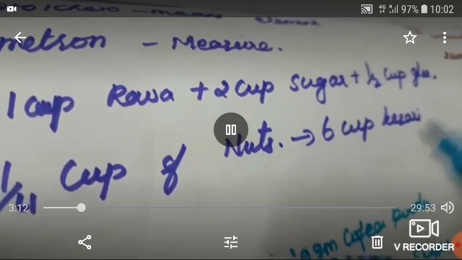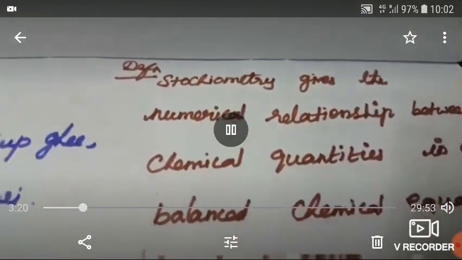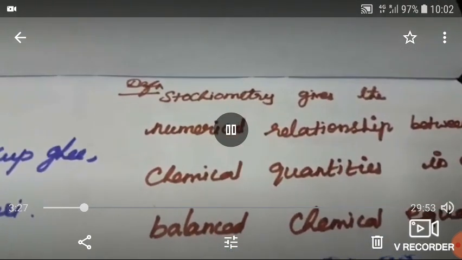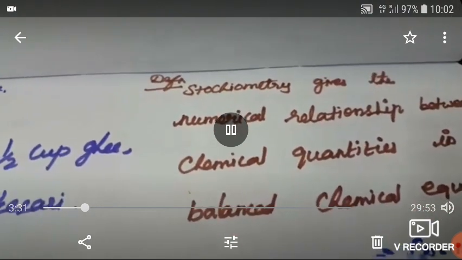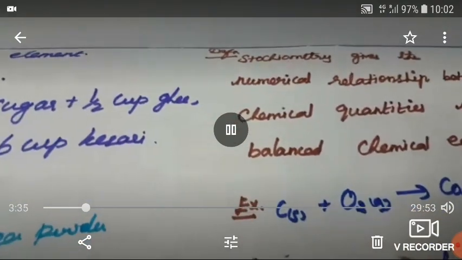Okay, so we now understand this concept, let us understand another one. What is meant by stoichiometry? Stoichiometry gives the numerical relationship between chemical quantities in a balanced chemical equation. So stoichiometry means calculating only the chemical quantities in the balanced chemical equation.